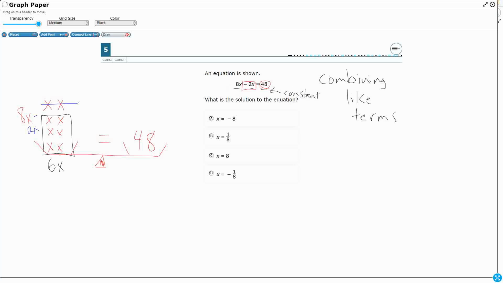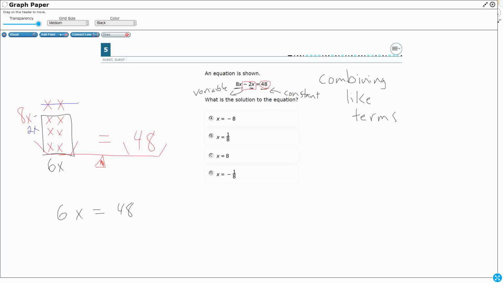And then these two are variables, 8x and 2x, and they have the same variable. They have the same x. If one of these was a y, one of these was a z, you couldn't combine them. But since you have a positive 8x and a negative 2x, they're both x's. These are like terms, and so you can combine them. And so now we have a simpler problem. Instead of saying 8x minus 2x, we can simply say 6x equals 48, because that's what happens when you have 8 x's and you take away 2 of them.